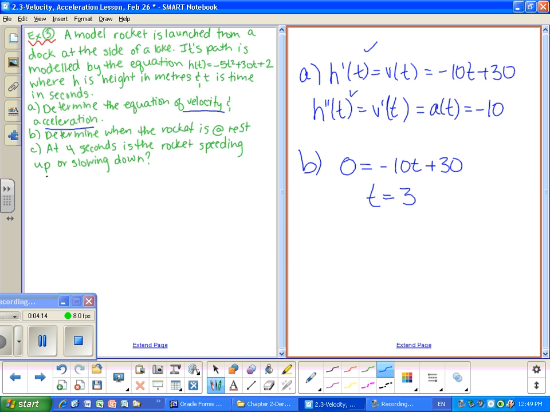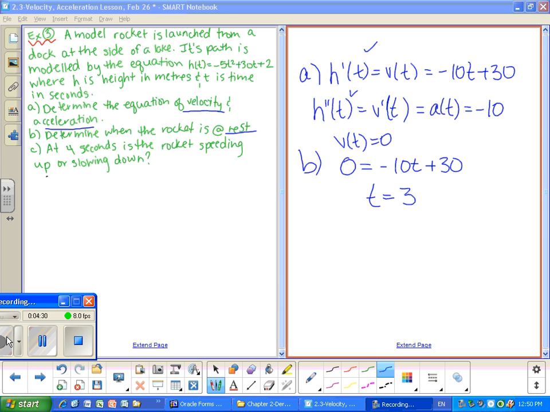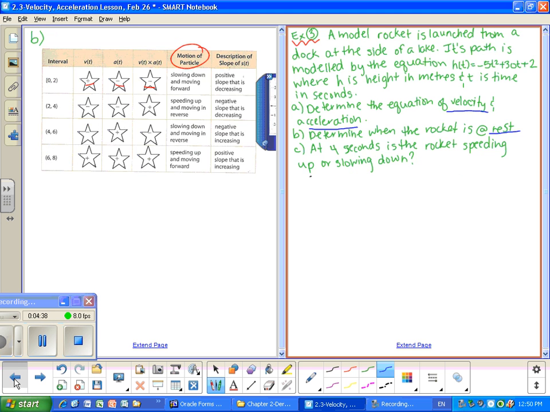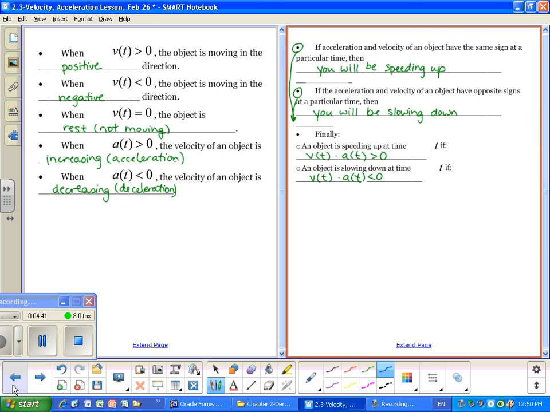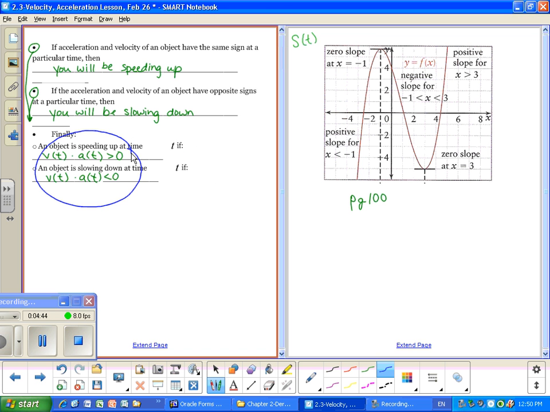And then for part B, when the rocket is at rest, that's when your velocity equals 0. So if you solve for t, you get t of 3 seconds. So the rocket is at rest at 3 seconds. Now for part C, this is a good question: at 4 seconds, is the rocket speeding up or slowing down? If we multiply the two, we can say if it's speeding up or slowing down. So we have to find each of these and then just multiply them.